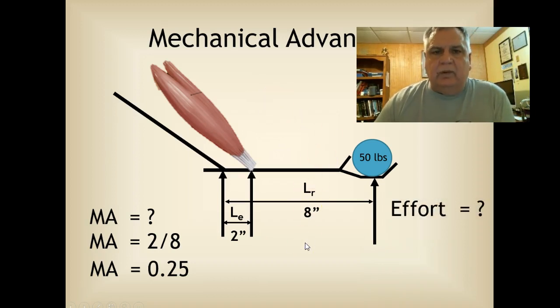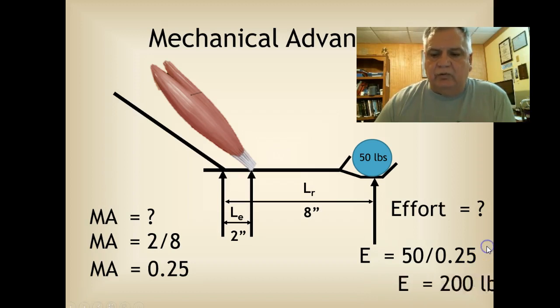What effort has to be applied? Well, remember, the effort is going to be equal to the resistance divided by the mechanical advantage. So the resistance is equal to 50 pounds. The mechanical advantage is 0.25. 50 divided by 0.25 is equal to 200. So this bicep muscle has to apply enough force to overcome the equivalent of 200 pounds.